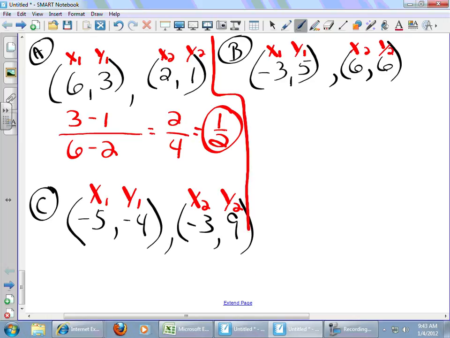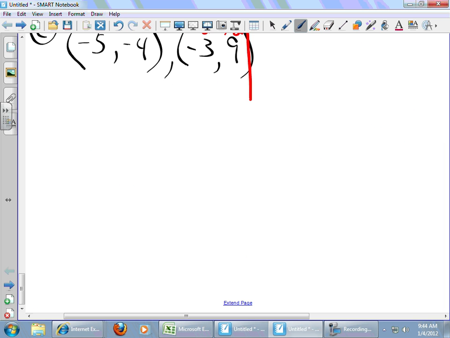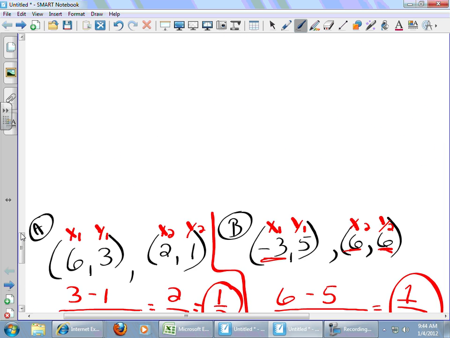All right, problem B. I'm going to subtract. This time I'll start with x2. I'll do 6, starting with this 6 here, minus a -3. 6 minus a -3. That's the same as adding a positive. That'll be 9. Then I have to go with this 6 minus 5. 6 minus 5 is 1. The slope is 1/9. You see how simple this is? You guys can do this. No big deal.